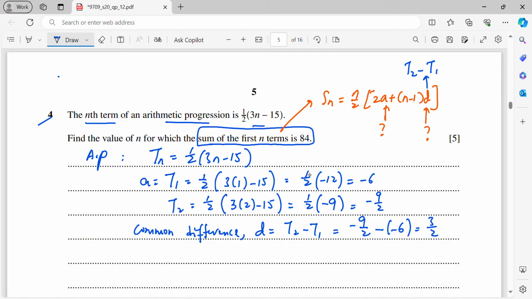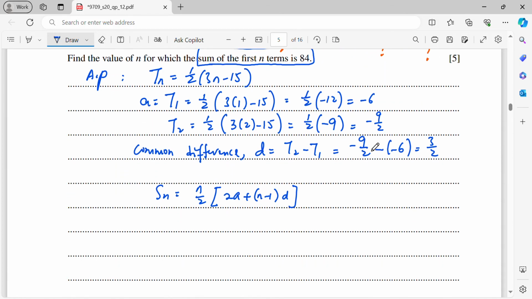Alright, so now Sn equals n over 2 times (2a plus (n minus 1)d). This is the definition for the sum of the first n terms for an arithmetic progression. And now it's given that it is 84. So I will replace the Sn by 84 and then keep the n, and replace the a and the d. So I'll get 2 times minus 6 plus (n minus 1) times 3 over 2.